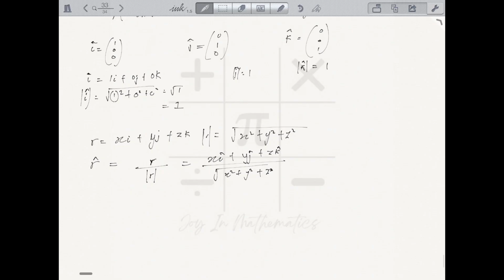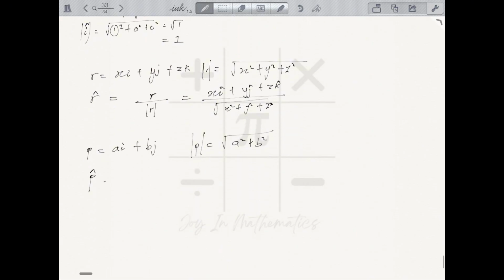Similarly, if it is a two-dimensional vector, let's call it vector p and say it is equal to ai plus bj. The magnitude of the vector p is given as the square root of a squared plus b squared, and the unit vector of p with a cap on it will be equal to the vector itself divided by the magnitude of p, which will be equal to ai plus bj divided by the square root of a squared plus b squared.